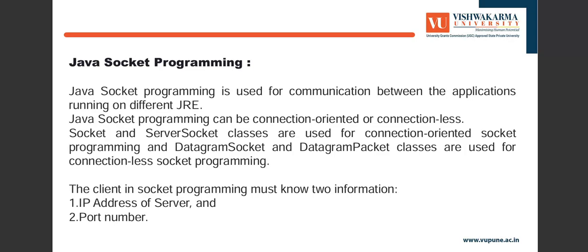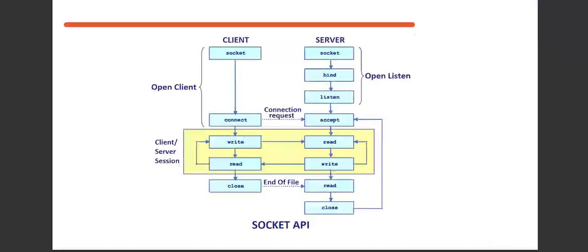The client in socket programming must know two pieces of information. What are they? The first one is the IP address of the server, and the second one is the port number. And this is the diagram for socket programming, the socket APIs. We can see there are two blocks, client and server. You can refer to this diagram from Javatpoint if you want to know more about Java socket programming.